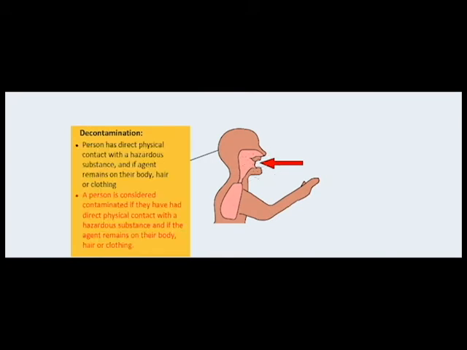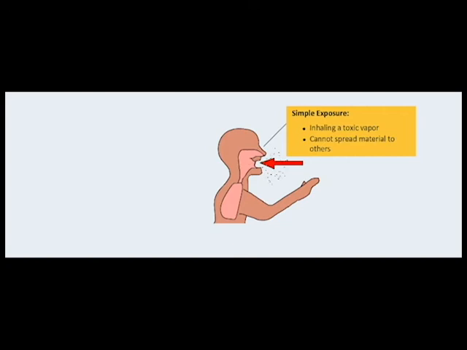A person is considered contaminated if they have had direct physical contact with a hazardous substance and if the agent remains on their body, hair, or clothing. Contaminated persons have the potential of spreading this agent to others. This is in contrast to a simple exposure, which means a victim has been in contact with a hazardous substance, such as inhaling a toxic vapor, but cannot spread this material to others.